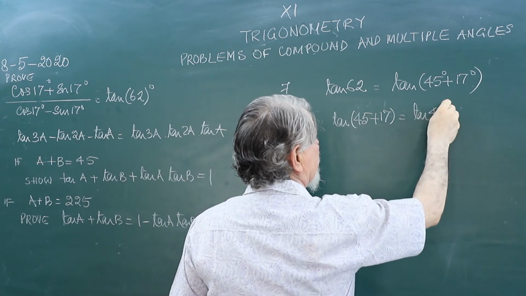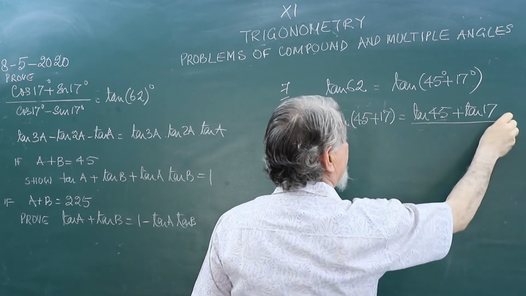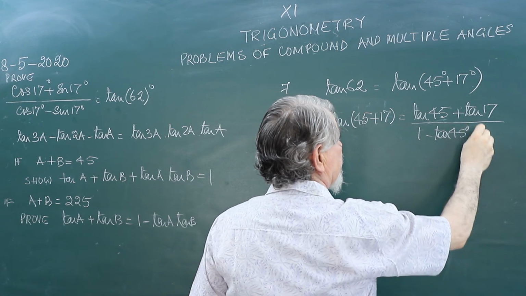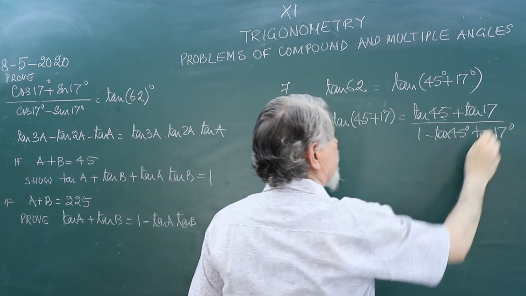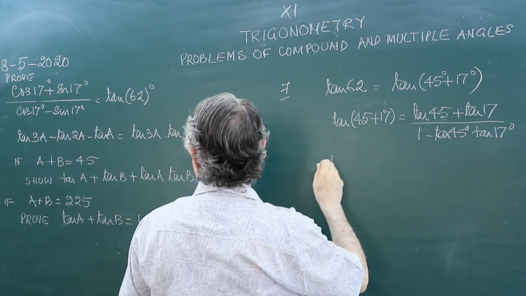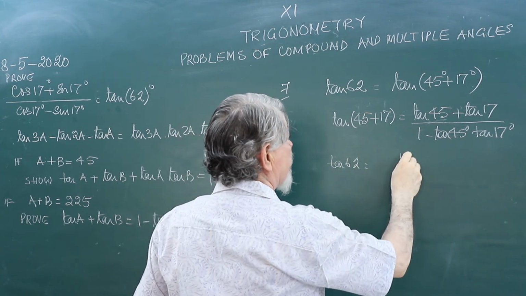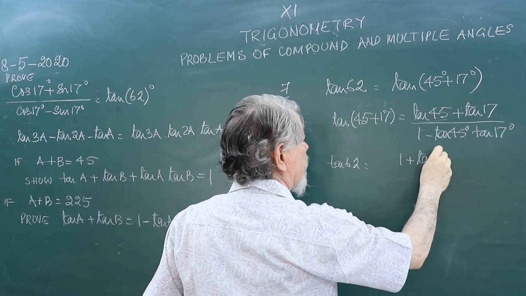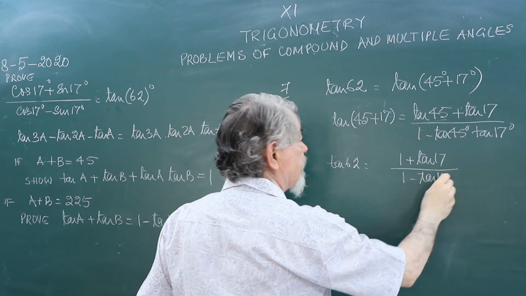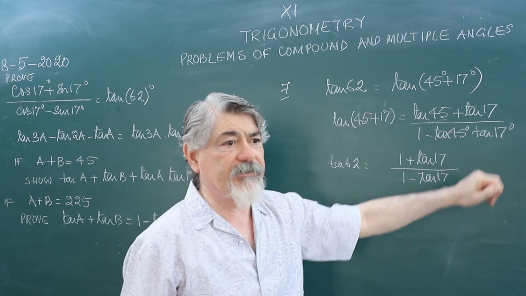(tan a + tan b) upon (1 − tan a tan b). The value of tan 45 is 1. So tan 62 will be equal to (1 + tan 17) upon (1 − tan 17), because the value of tan 45 is 1. So 1 plus tan 17, 1 minus 1 into tan 17.